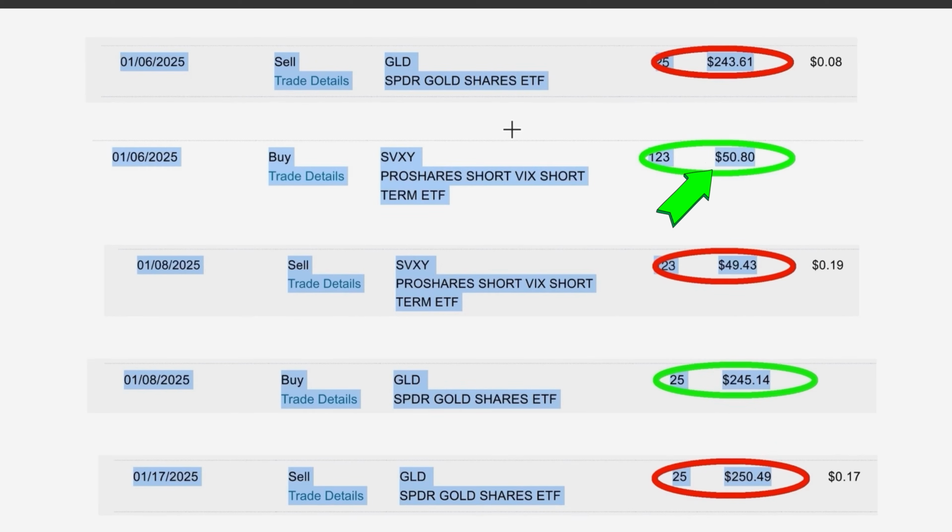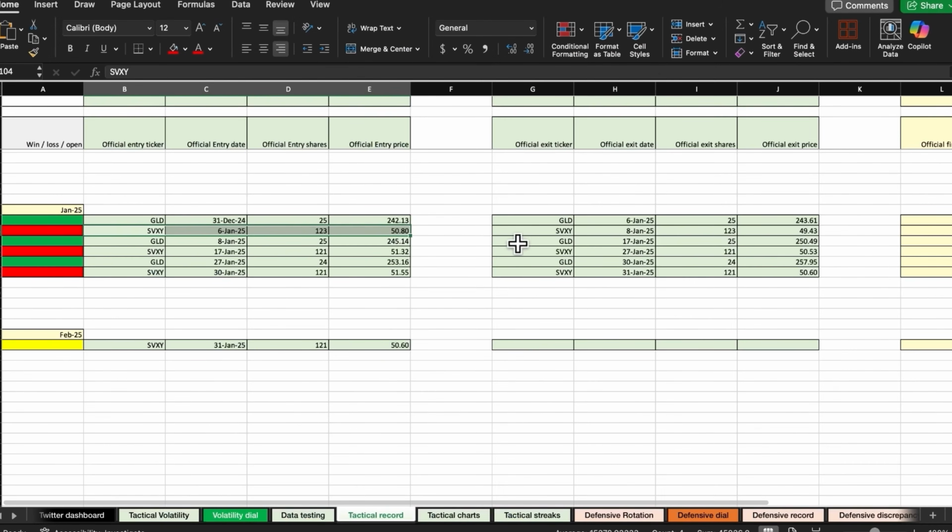And that is coming from right there. 123 shares at 50.80. Super basic stuff, just 62.50 divided by the share price at the time that I'm making the trade. That's how many shares you buy. And the trade is done in less than 30 seconds. So then we just basically held that position.